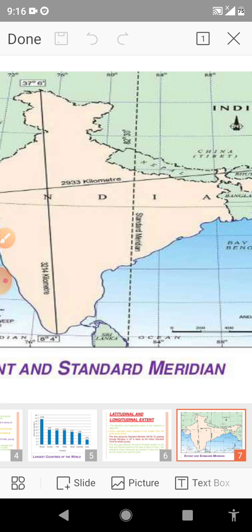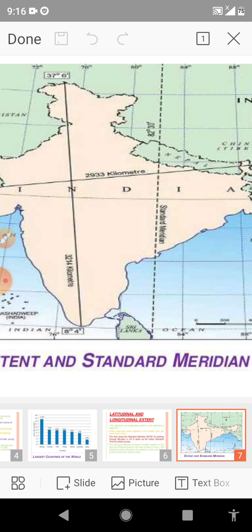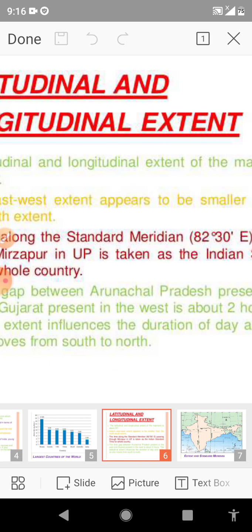And this question is also very important. You may be asked, what is the reason due to which the north-south extent of India is much larger than the east-west extent? The reason is that the parallels of latitude are equidistant, meaning the distance between two parallels of latitude remains the same. But in the case of longitude, there is maximum distance between two meridians of longitude on the equator, and as we move toward the pole, the distance between two meridians of longitude reduces.